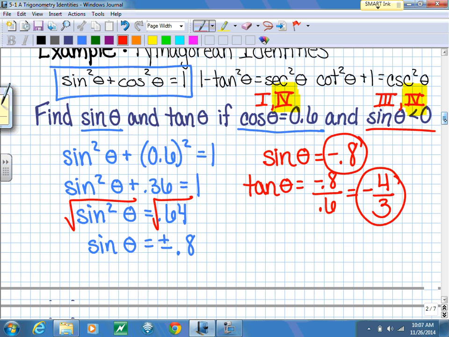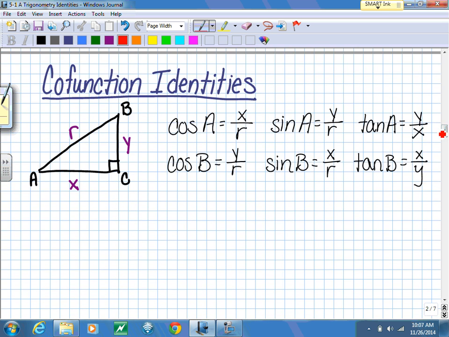Moving on to another type of identity, which is the cofunction identities.